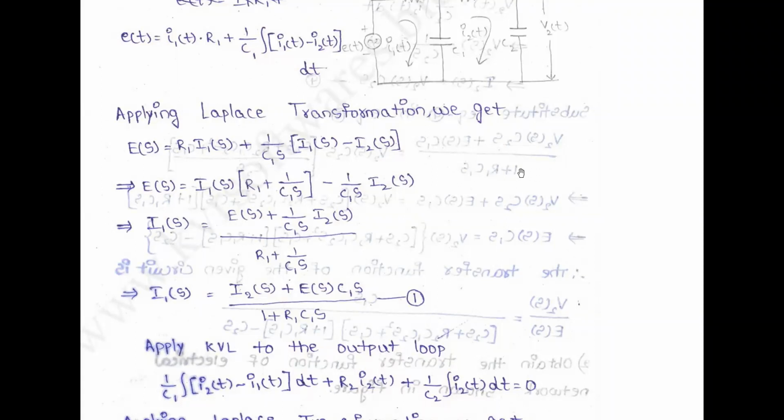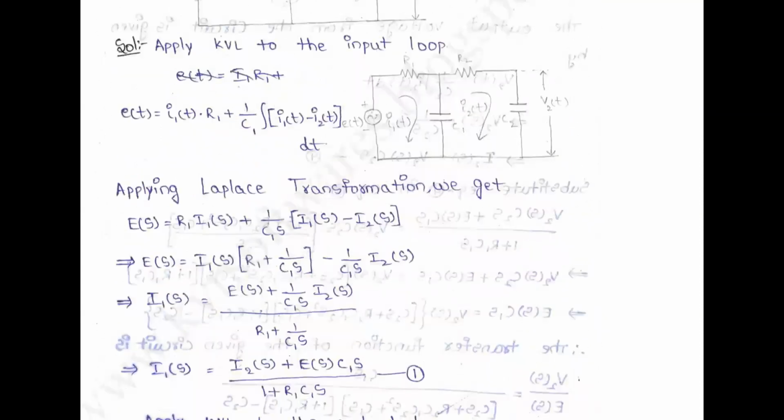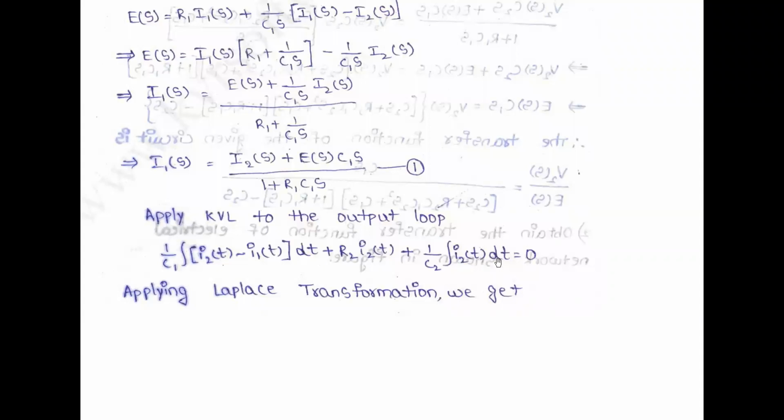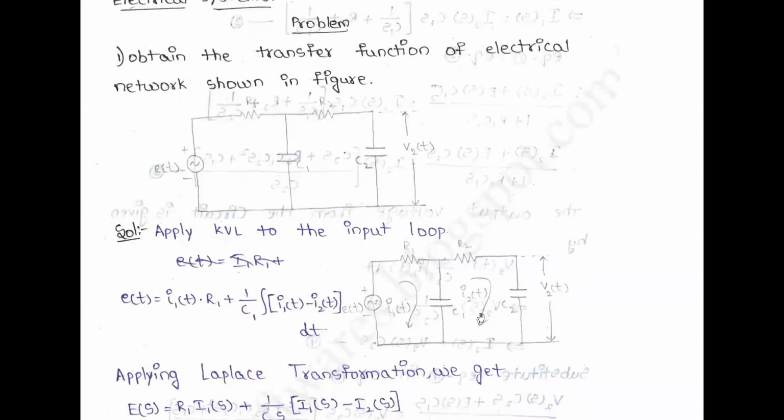Next, apply KVL at the second loop. V2 is connected only to I2, so we have 1/C2 ∫ I2(t) dt plus R2 I2(t), and C1 is connecting I2 and I1, so plus 1/C1 ∫ (I2(t) − I1(t)) dt. Apply KVL.